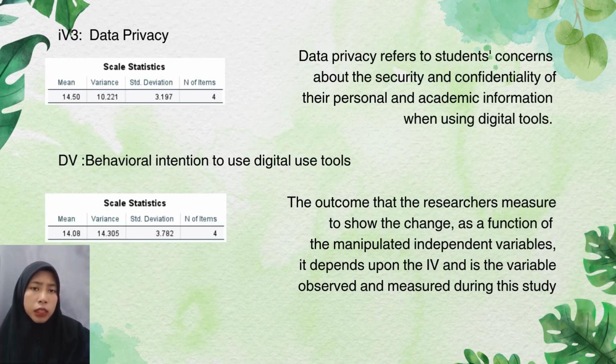The third IV is data privacy. Data privacy refers to students' concerns about the security and confidentiality of their personal and academic information when they are using digital tools. Okay, lastly is the DV. The DV is the outcome that the researchers measure to show the change as a function of manipulating the independent variables. It depends upon the IV; it is the variable observed and measured during the study.